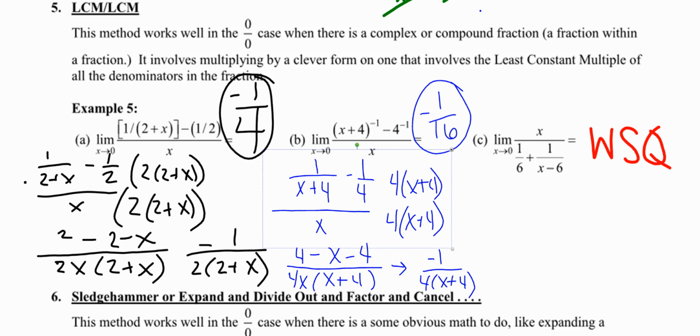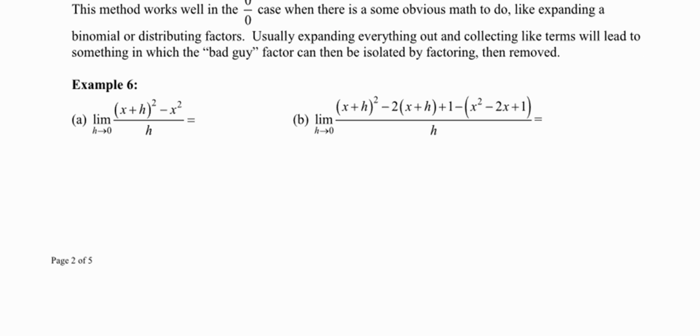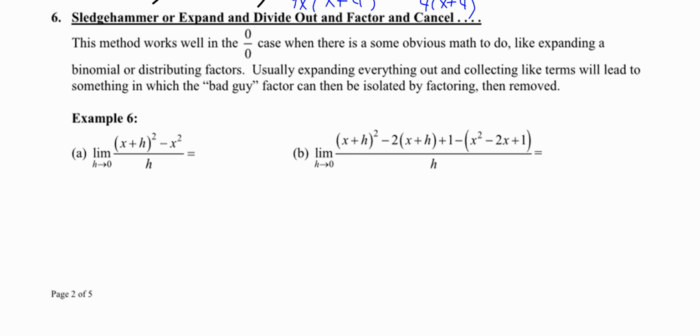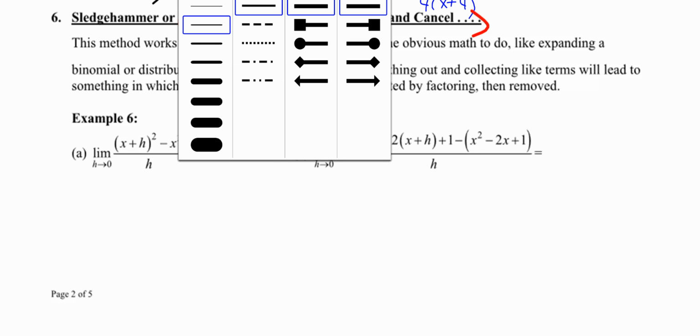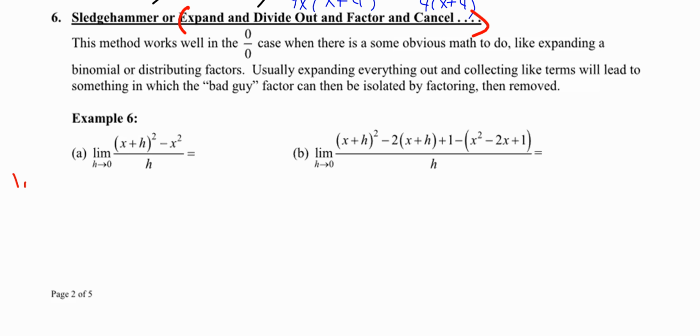Now the last method I'll go over today will be the sledgehammer, or expand and divide out and factor and cancel. So instead of saying all of that, this is the sledgehammer method. Alright, it's going to take up the most space, but it's going to be one of the quickest things. You're just going to take each term and expand it out and see what cancels.